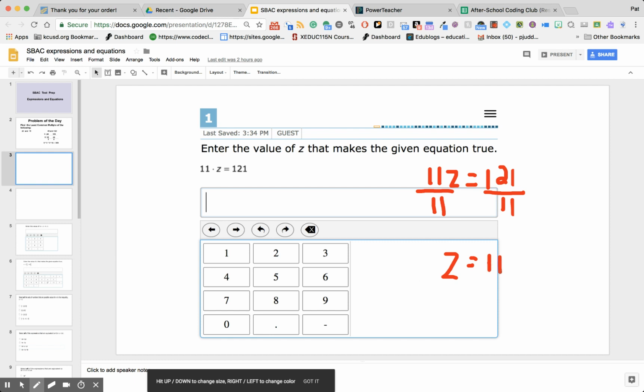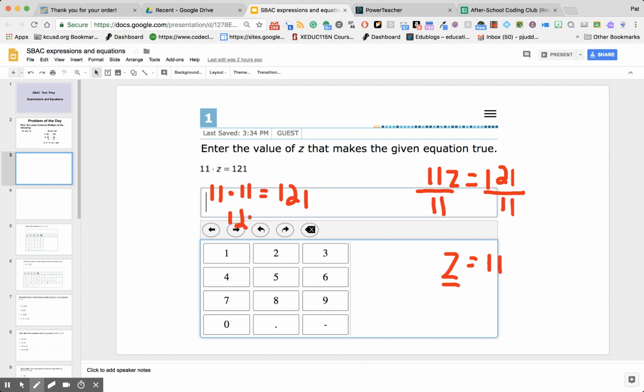Well, once you get an answer, don't be content with that answer. If in fact this is telling you that z equals 11, plug it back in to your equation. 11 times 11 equals 121. Well, 11 times 11 is 121. So 121 equals 121.